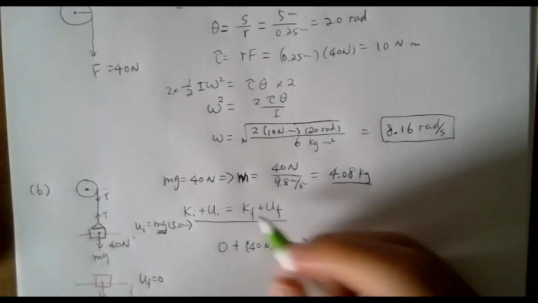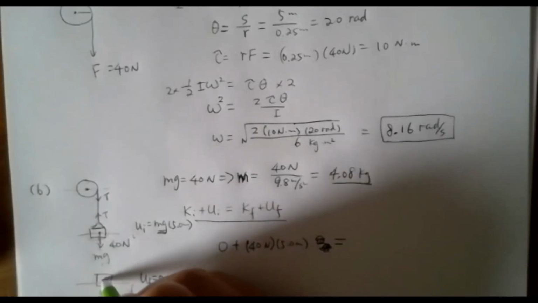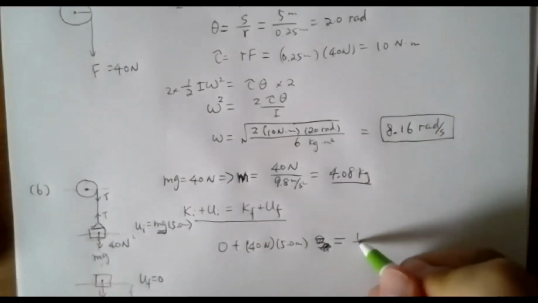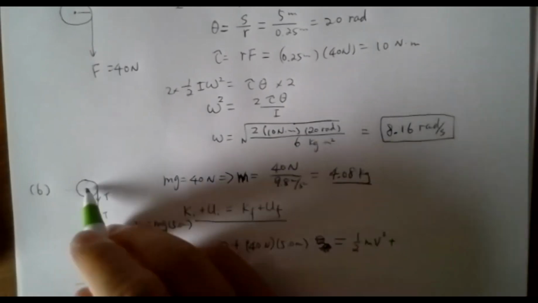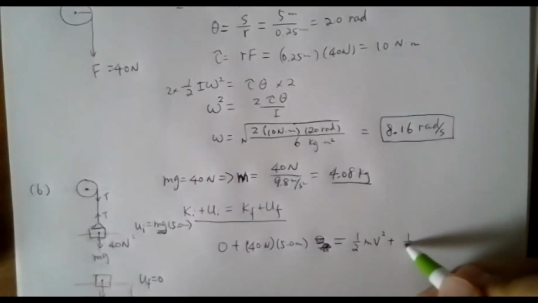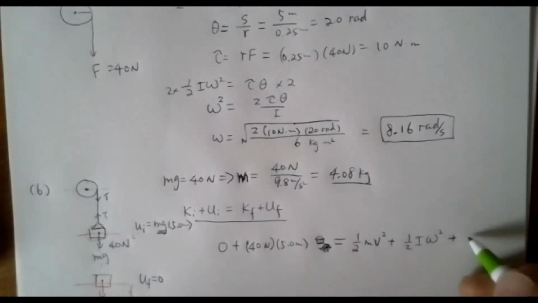That equals K final. When this weight is dropped by 5 meters, there's a linear kinetic energy on this guy, so 1/2 m v square, plus this disk now will also have rotational kinetic energy, 1/2 I omega square, and then plus U final, which will be 0.